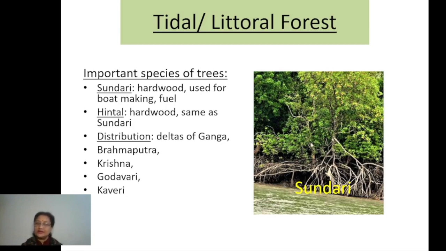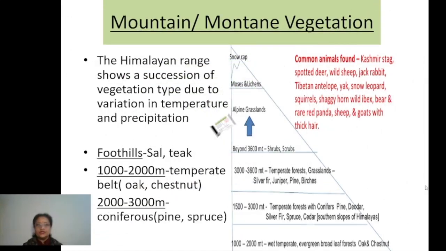And hintal, again, is quite similar to the Sundari trees. Now in which areas can this type of vegetation be found? The deltas of Ganga and Brahmaputra, Krishna, Godavari, Kaveri, all the deltas which we can see along the eastern coastal area, all these deltaic regions have this type of vegetation. Now let's move to the next one.